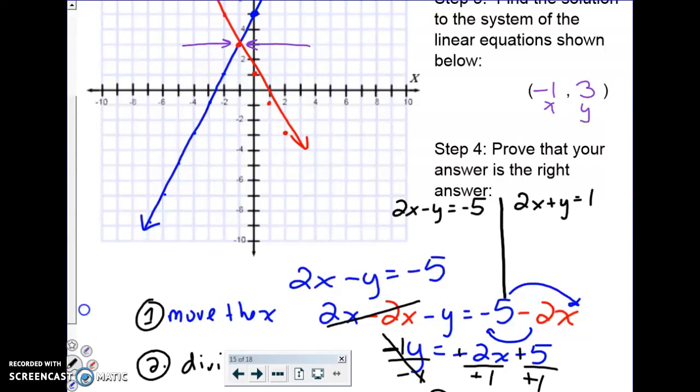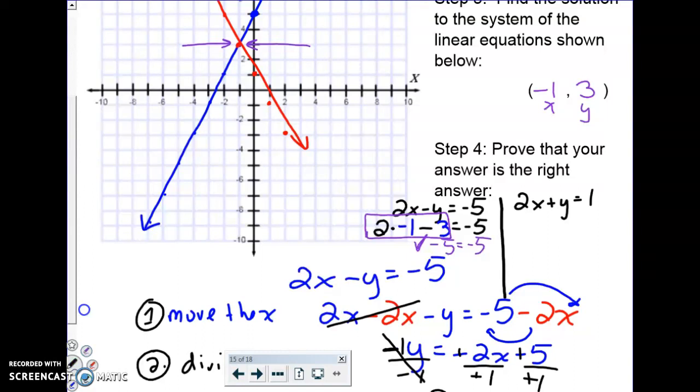Okay, so the first one is 2 times negative 1 minus 3 equals negative 5. And if I just plug this whole part in the calculator, 2 times negative 1 minus 3, I'm going to get negative 5. And negative 5 equals negative 5. So that one's a solution.